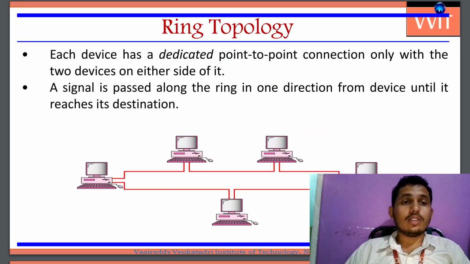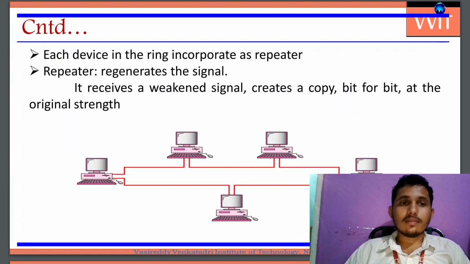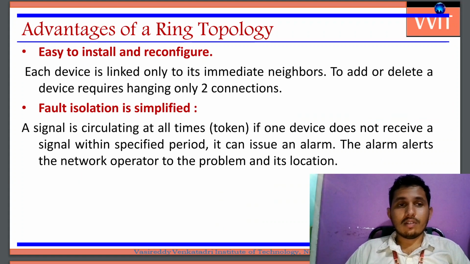And the last one is ring topology. Each device has a dedicated point-to-point connection only with the two devices on either side of it. A signal is passed along the ring in one direction, from device to device, until it reaches its destination. The ring pattern connects the computers and other devices one to the other in a circle. There is no central host or computer that holds all the data. Communication flows in one direction around the ring. Each device in the ring incorporates a repeater. A repeater regenerates the signal. It receives a weakened signal and creates a copy, bit for bit, at the original strength.